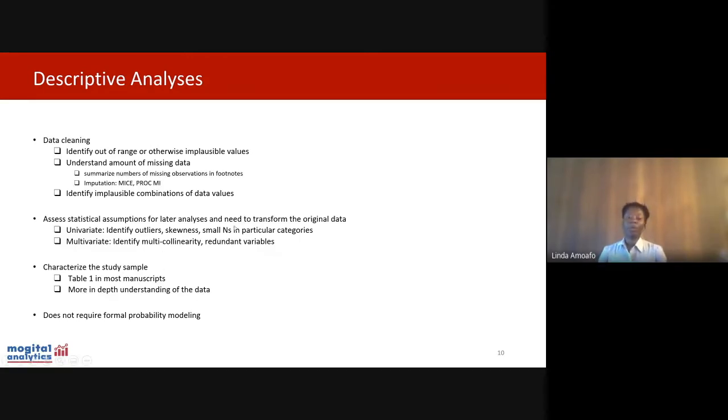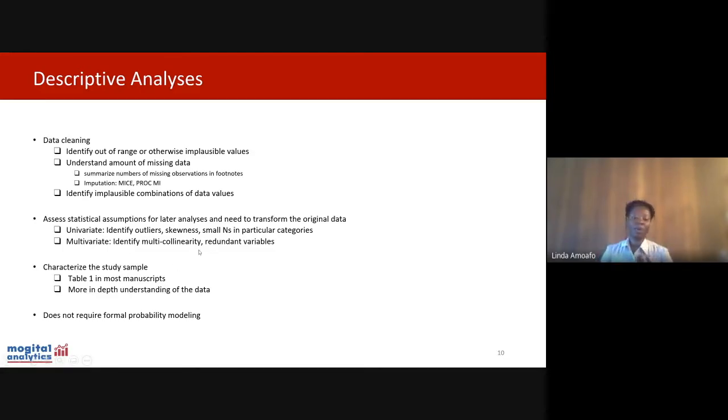And then for the sample, we need to look at small sample sizes in particular categories, and then see if it's small enough, do we want to combine some categories into one, make some of the variables binary or something. You need to get all those together in the descriptive analysis.